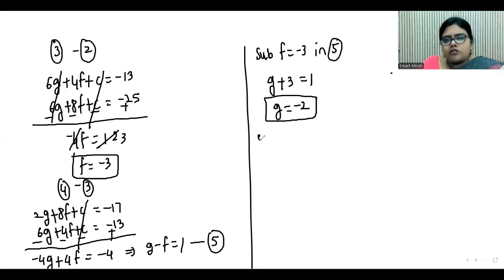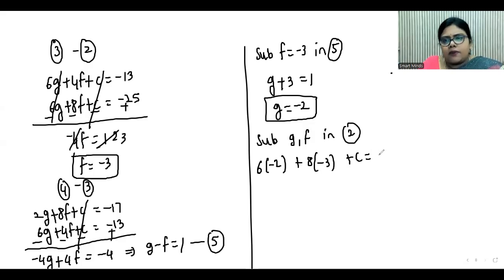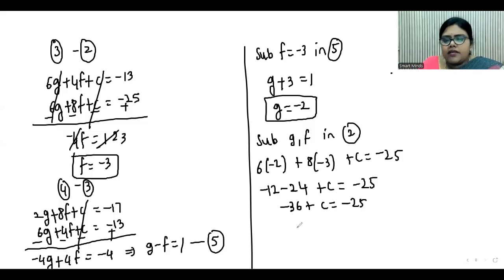Now substituting g and f in equation number 2 or 3 or 4, anywhere you can substitute. Let us substitute in the second equation. So 6g, so 6 into minus 2, plus 8f, 8 into minus 3, plus c is minus 25. So minus 12 minus 24 plus c is minus 25. Minus 36 plus c is minus 25. c is 36 minus 25. So c is equal to 11.